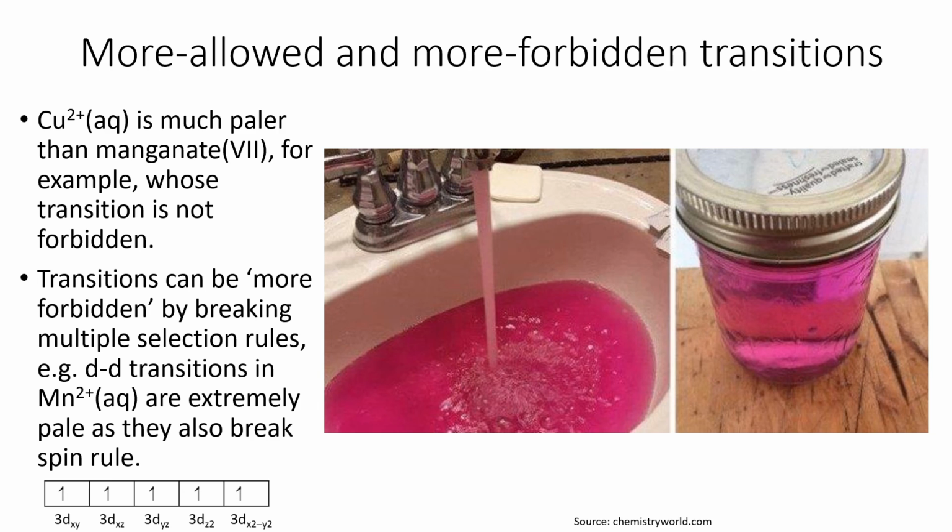And so in the case of manganese 2+, this is extremely pale because it runs into two selection rules: the d to d parity rule and the spin selection rule. This reflects how very pale it is. And so there's this idea that the more selection rules you break, the more forbidden the transition, the weaker it becomes. There we go.